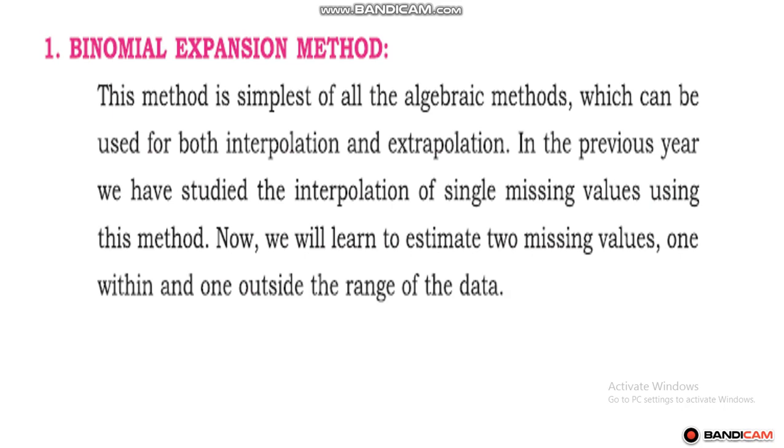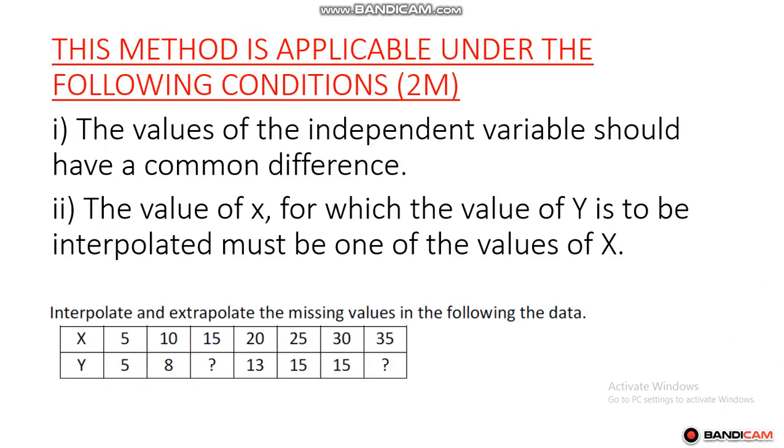In the previous year, in first PUC, we already discussed finding only one missing value for 5 marks. But in this second PUC, we have to learn to estimate 2 missing values. One missing value is within the range of the given series and the second is outside the range of the given series. Another important question: what are the conditions under which the binomial method is applicable?